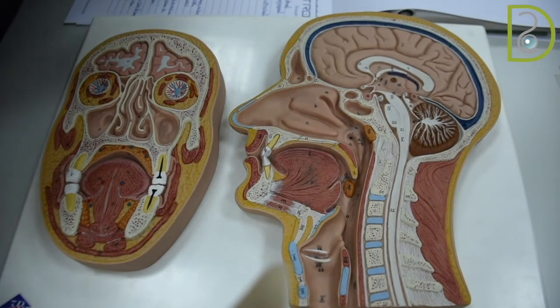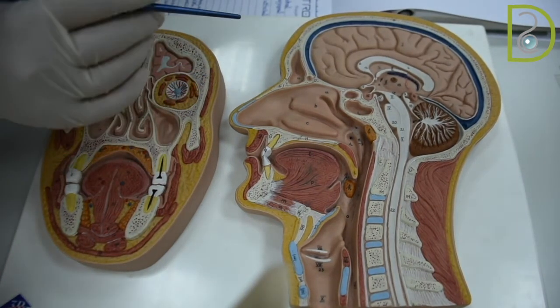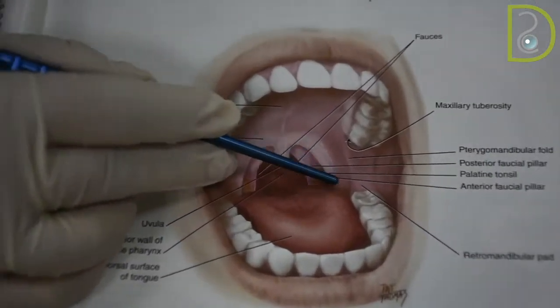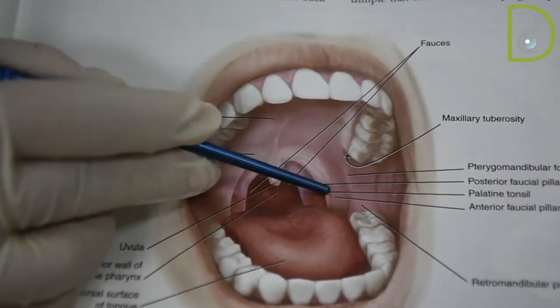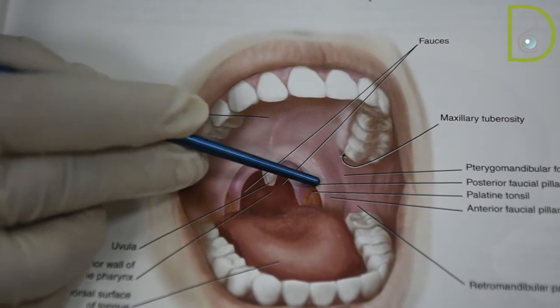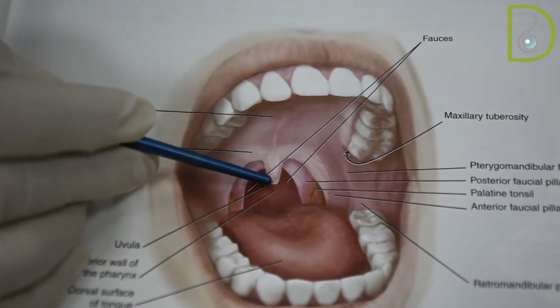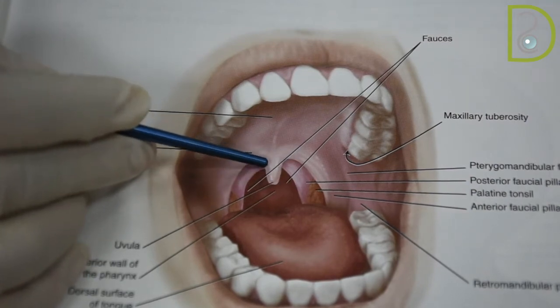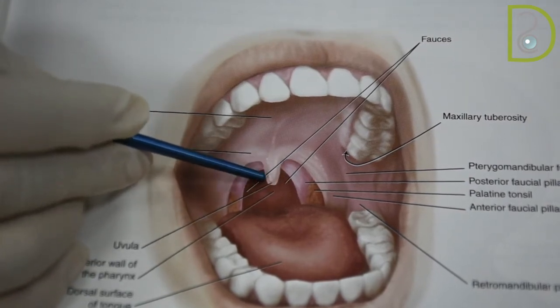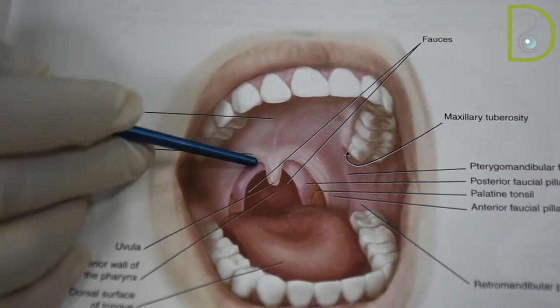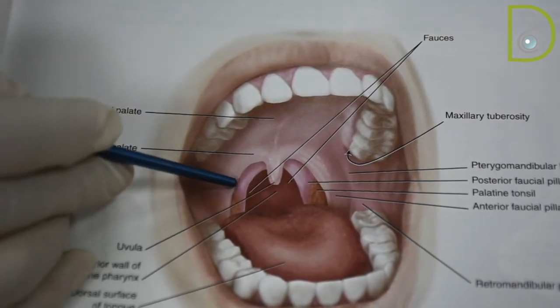Laterally, it continues on each side with the tongue. It continues towards the tongue side. This is what we call the palatoglossal arch. This is the conical projection, which is the uvula, and it is in the middle of the soft palate. And here is again the palatoglossal arch.